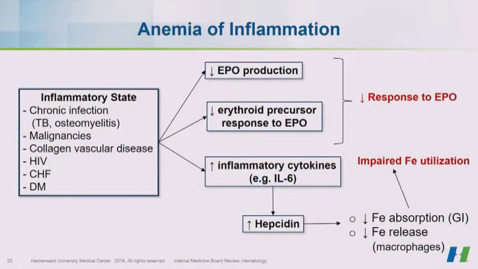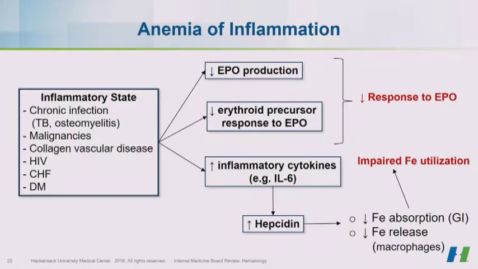So the next group is anemia of inflammation, or chronic disease, as it's been known in the past a little bit more frequently. There's many inflammatory states you can think of. Obviously, chronic infections, prime examples are TB, osteomyelitis, malignancies, collagen vascular diseases, HIV, which can do almost anything anyway. But also think of more chronic medical conditions, which you may not always associate with inflammatory states, but inflammation probably plays a substantial role in it. For instance, diabetes or chronic congestive heart failure.